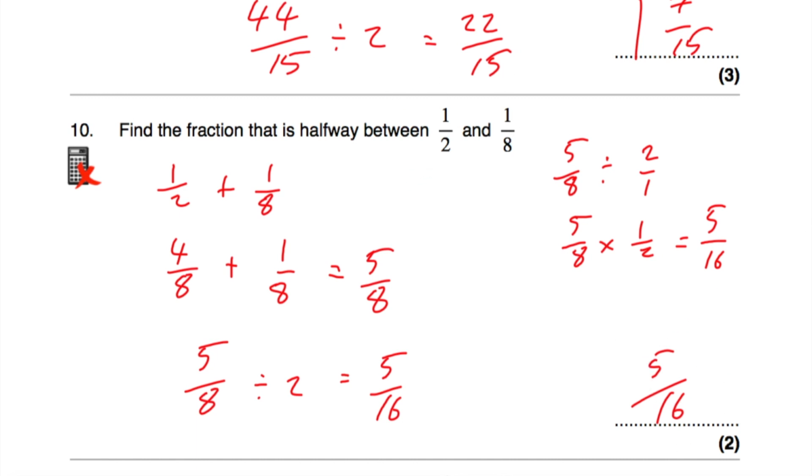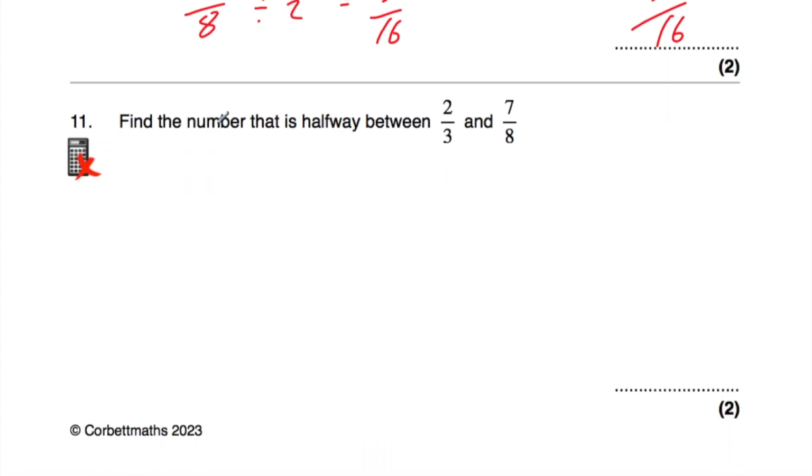Okay, let's look at our next question, question number 11. Question number 11 says, find the number that is halfway between 2/3 and 7/8. So again, let's add them together, 2/3 plus 7/8. To get a common denominator, the lowest common multiple of 3 and 8 would be 24, so 24 and 24.